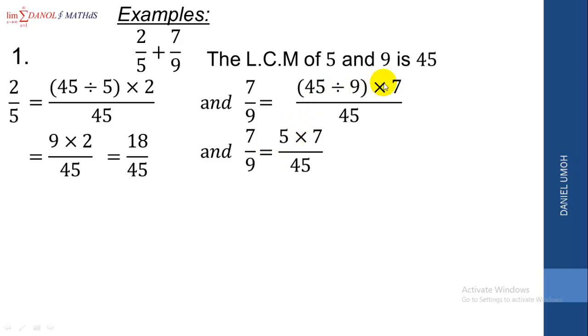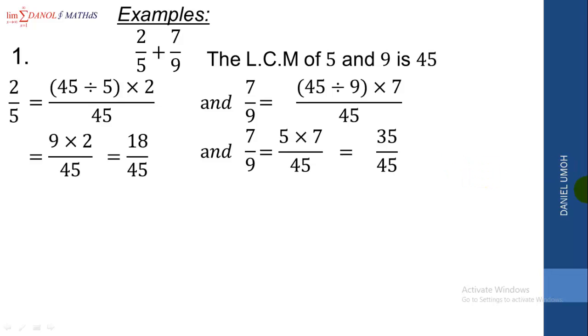Then times this 7, we had this, all over the original 45. Of course, 5 times 7 is 35 over 45. So you can see that we have been able to convert 2 over 5 to have 18 over 45. And we have been able to convert 7 over 9 to have what? 35 over 45. I hope you understand this.